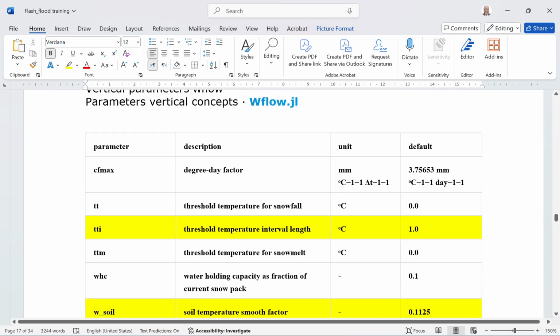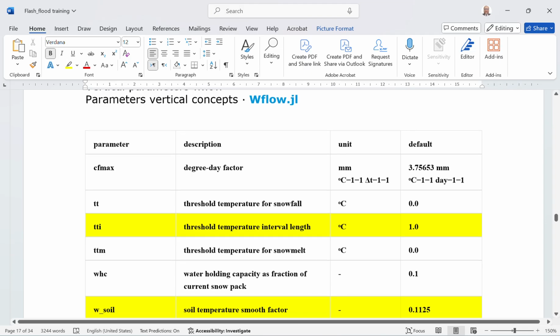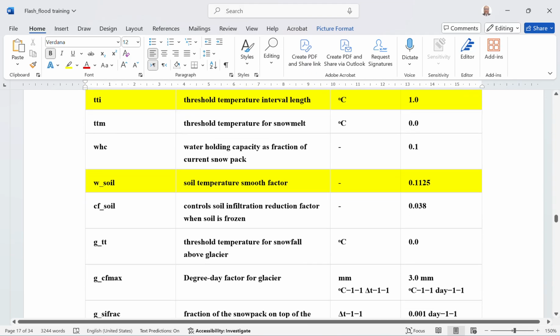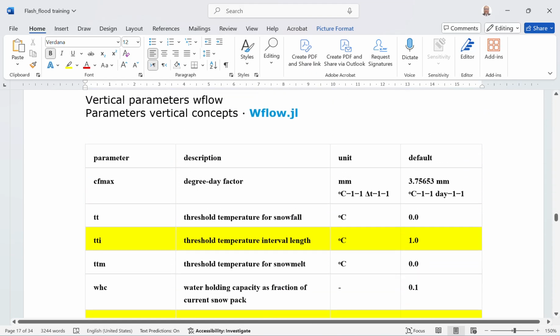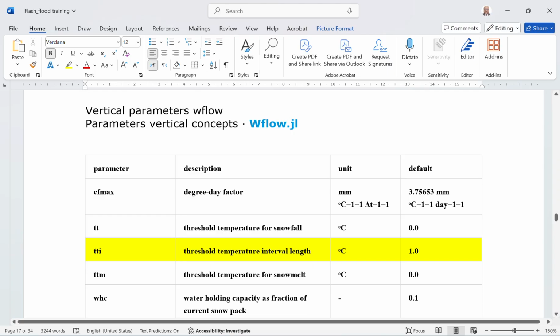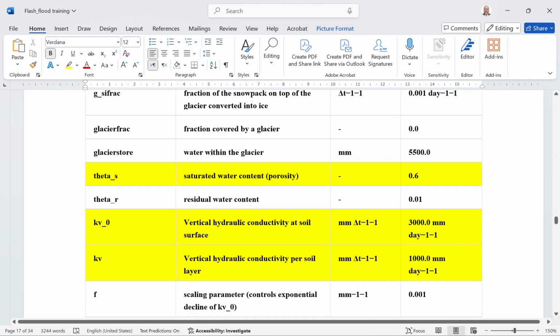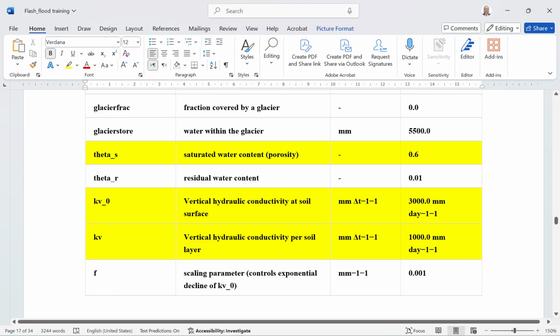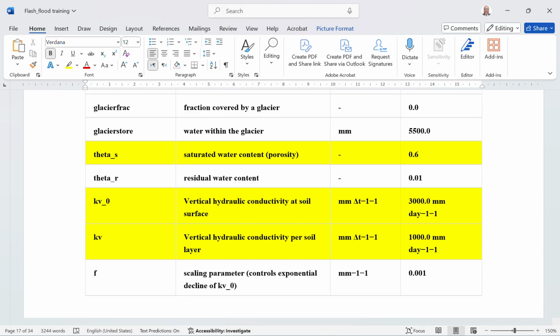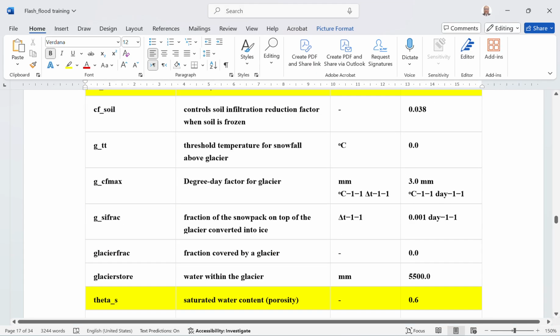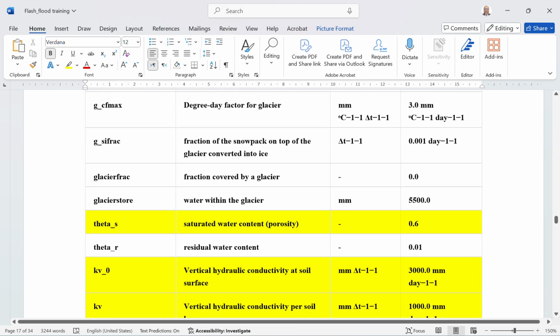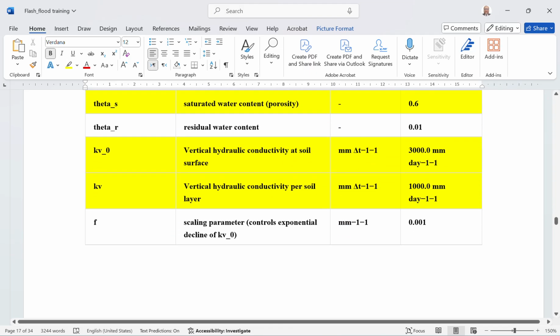This is an example of vertical parameters like threshold temperature interval. We also have, for example, soil temperature smooth factor, and we have the unit, the default, the description, and the name of the parameter. So these are all parameters which are available in Wflow, for example, the saturated water content or the porosity, what is the unit, and also here what is the default value. We have the vertical hydraulic conductivity at soil surface.